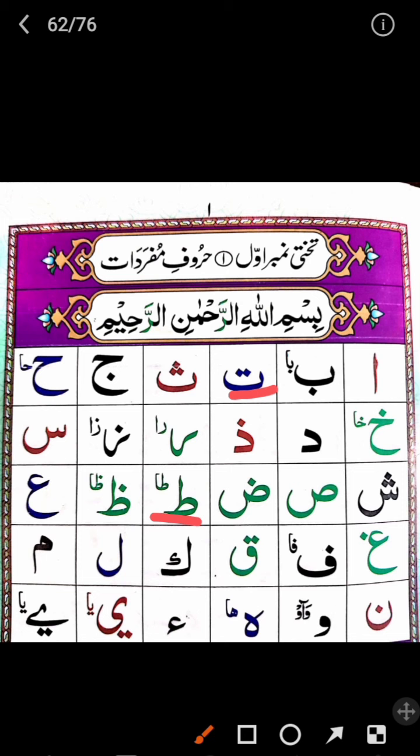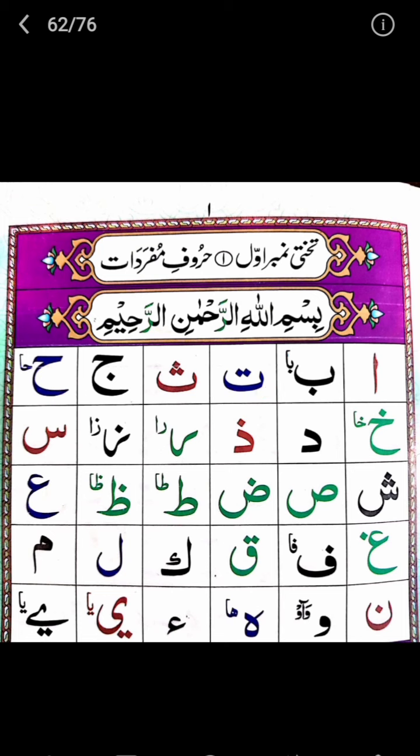For example, وَالسَّمَاءِ وَالطَّارِقِ. So, ta is pronounced with a full mouth. And if you say وَالسَّمَاءِ وَالطَّارِقِ, so that will be wrong.